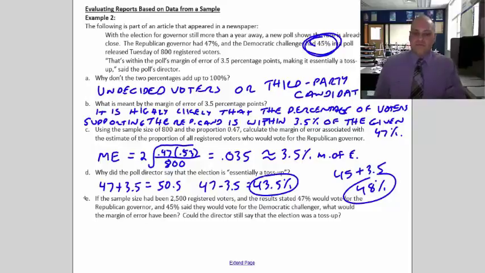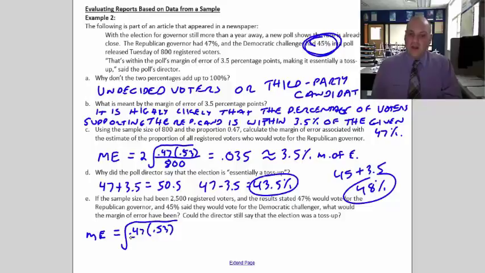So that's basically that. And then right here, we're talking about going to 2,500 voters instead of 800. So what's going to happen? We're going to increase the sample size, so that's going to decrease the margin of error. Right, okay, everyone said that. So let's do it. Margin of error, now with 2,500, we're going to keep the same percentages, but we're going to divide by 2,500 now, and that comes out to be 0.02.